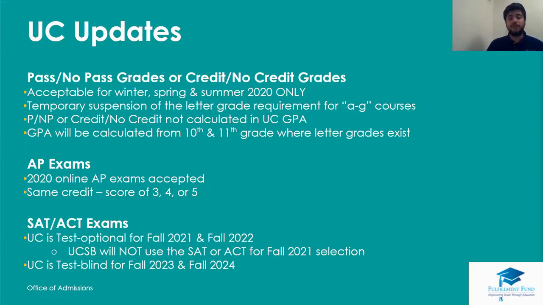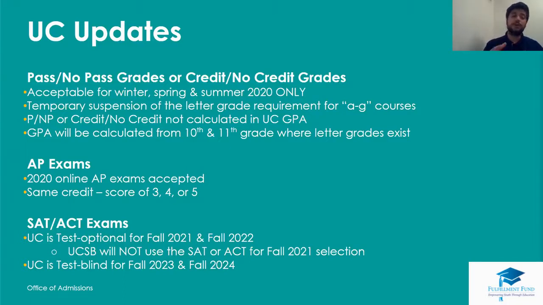First and foremost, the UC system has gone test optional for fall 2021 and fall 2022, meaning essentially that students are not required any longer to take these exams as part of the UC application process. Students who want to report these will still be able to, and campuses may be able to use them as part of the admissions process, but students who don't report them will not be penalized in the application process. So you essentially have the option to either take them or not take them, or report them or not report them.